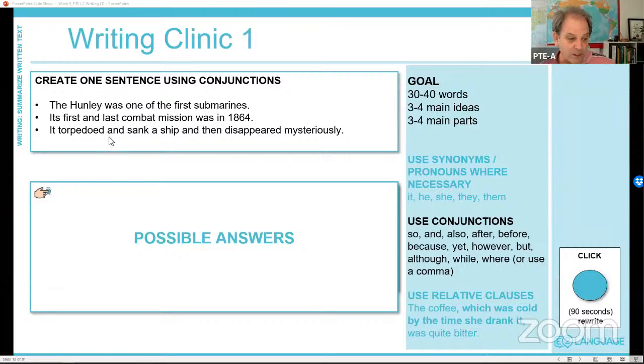So join these 3 sentences together using a conjunction, and make sure that the subject agrees with the verb in number, the verb tenses are correct, and you haven't put too many words in the sentence. All right, try that. See you in 90 seconds.